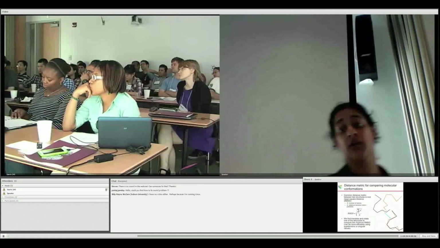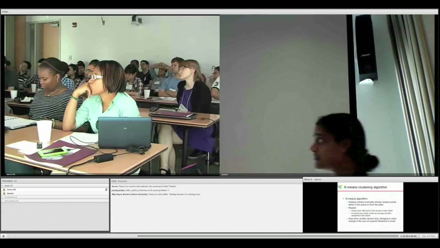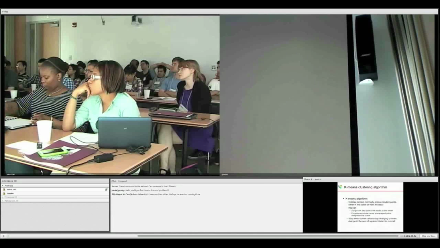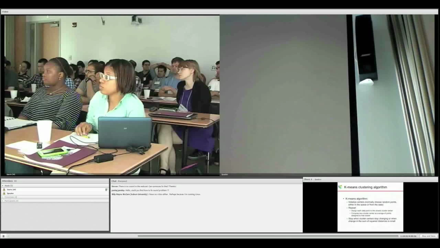For the root mean square distance, we take the square root of the average, so we're dividing by n, of the sum of square distances of each of the corresponding atoms. So here are our two protein conformations, for example. We would take the sum of square distances from each of the corresponding atoms, divide by n, and take the square root. That's the RMSD.